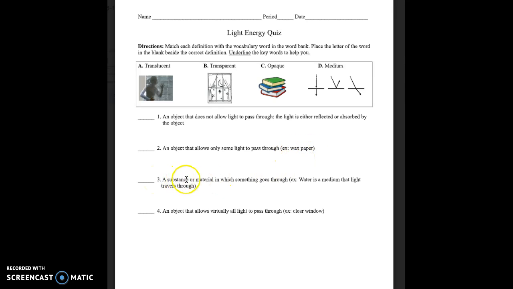Number 3. A substance or material in which something goes through. Example, water is a medium that light travels through. Number 4. An object that allows virtually all light to pass through. Example, clear window.